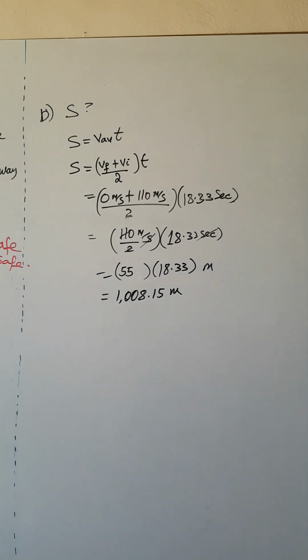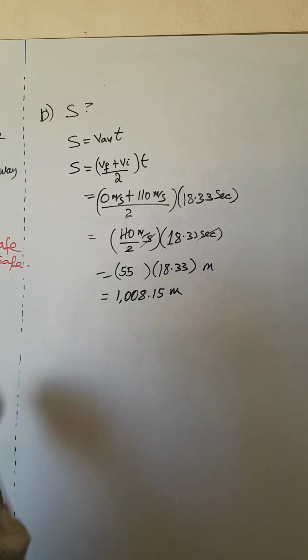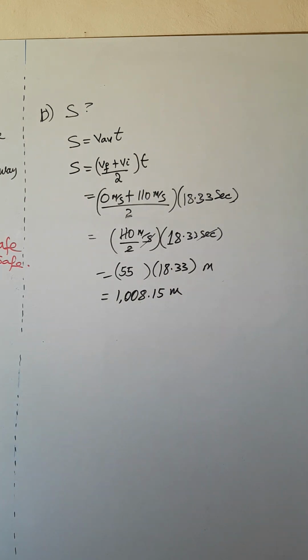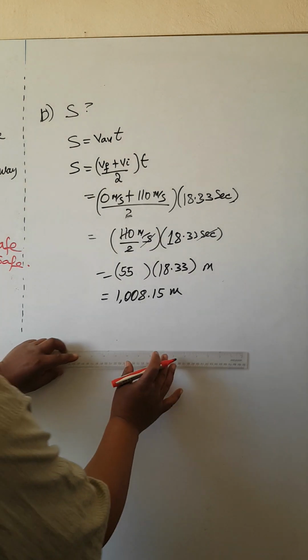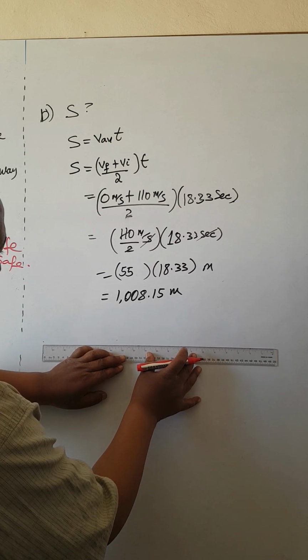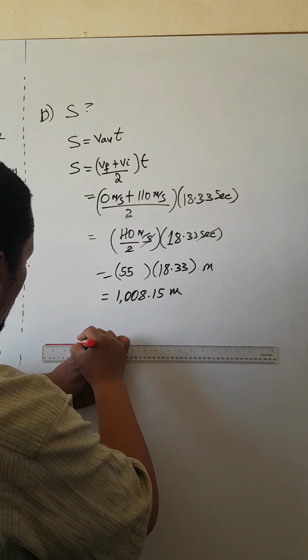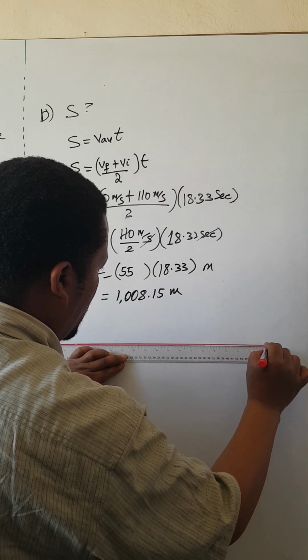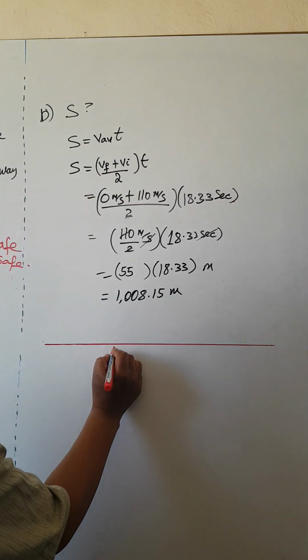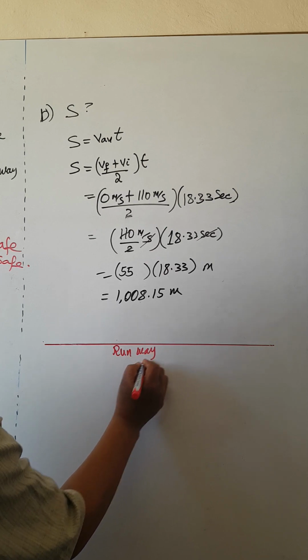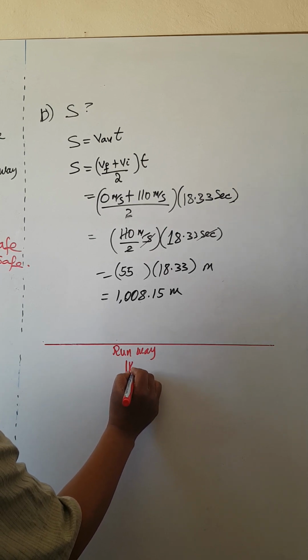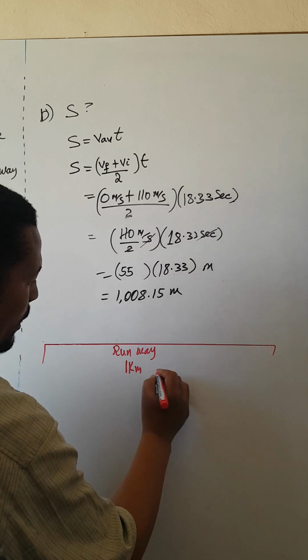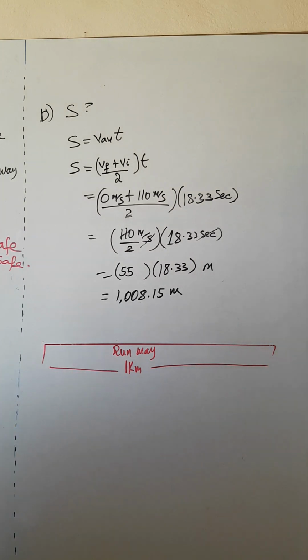Then what is your suggestion? Is that safe or unsafe? Now, the runway here is only 1 kilometer. Suppose this red color is the runway, which is only 1 kilometer long.